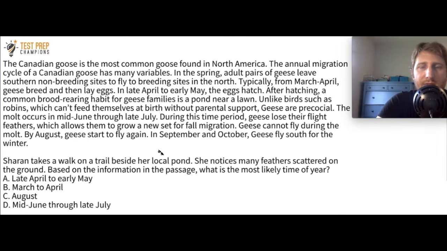Okay, so this time we have the same passage, but a little different question down here. The question says, Sharon takes a walk on a trail beside her local pond. She notices many feathers scattered on the ground. Based on the information in the passage, what is the most likely time of year? Is it A, late April to early May, B, March to April, C, August, or D, mid-June through late July?